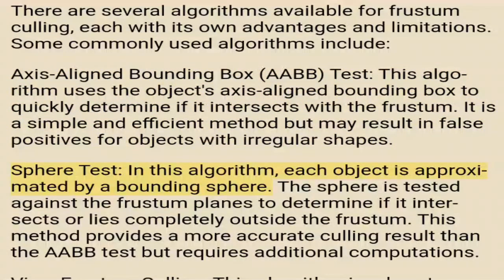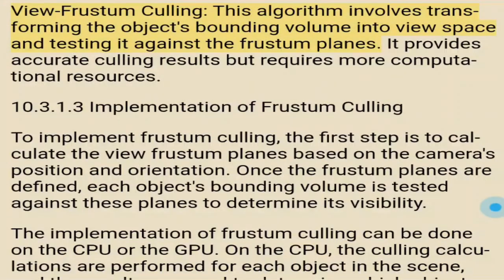Sphere test. In this algorithm, each object is approximated by a bounding sphere. The sphere is tested against the frustum planes to determine if it intersects or lies completely outside the frustum. This method provides a more accurate culling result than the AABB test but requires additional computations. View frustum culling. This algorithm involves transforming the object's bounding volume into view space and testing it against the frustum planes. It provides accurate culling results but requires more computational resources.